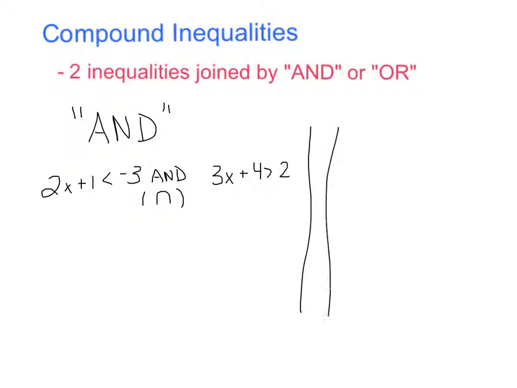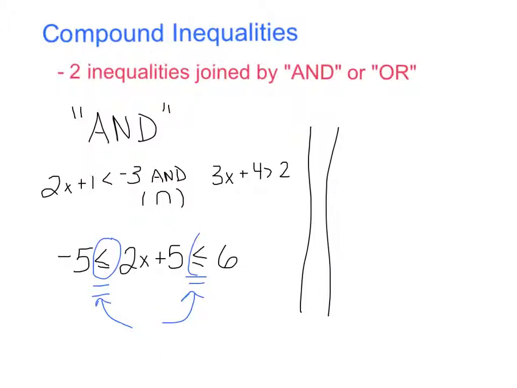What I can also write an and statement as is something like negative 5 is less than or equal to 2x plus 5, which is less than or equal to 6. What you will notice is anytime I have an and statement joining two statements, I will almost always have this less than and less than. This is what's called the three-part inequality, and it's always representing an and statement.